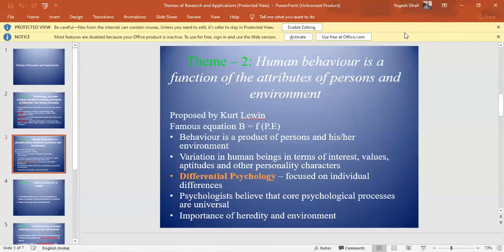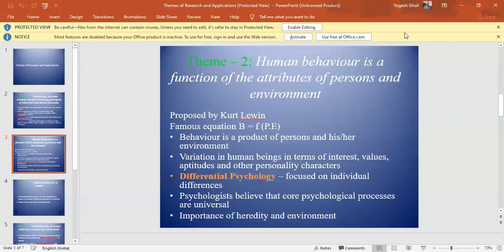Here one equation is proposed by Kurt Lewin. B is equal to F(P, E). B means behavior and F means function. P means person's attributes and E means environment. So let's discuss this. We all behave differently in the same situation.